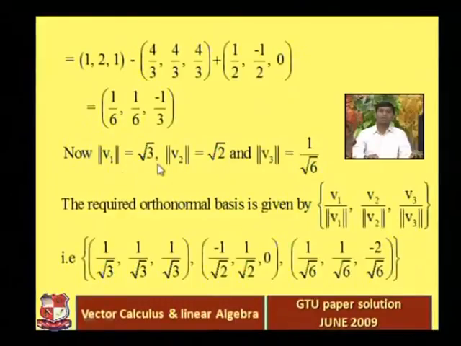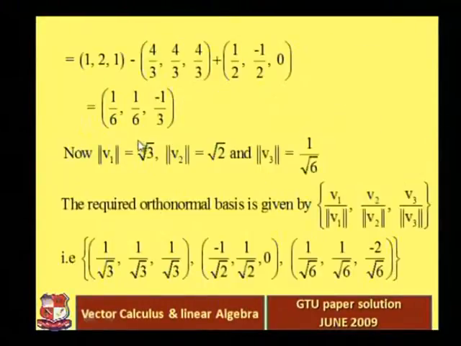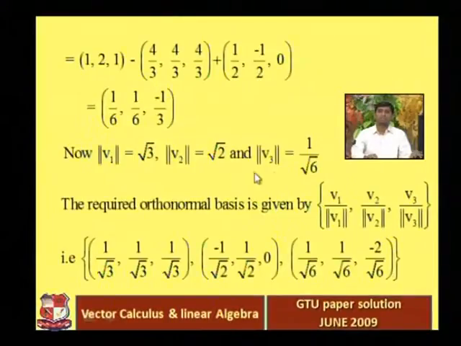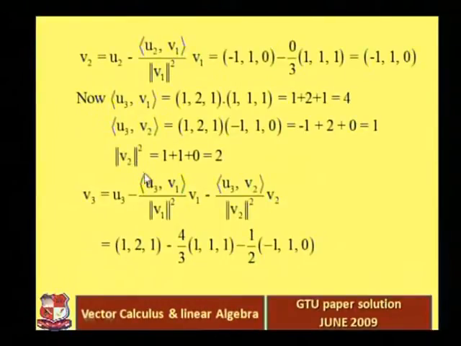So norm V1 is equal to under root 3, right? Norm V2 is equal to under root 2. And now for V1, V2, V3, why do we find norm V1, norm V2 and norm V3? We already found norm V1 and norm V2, right? Norm V1 square is 3, so norm V1 is equal to under root 3, norm V2 square is equal to 2, so norm V2 is equal to under root 2.